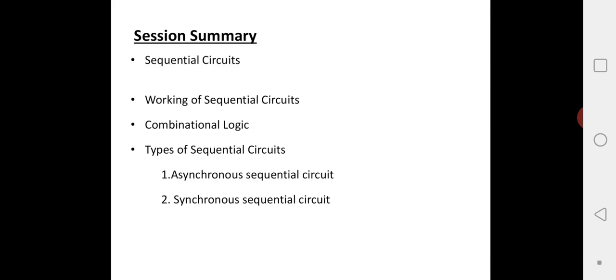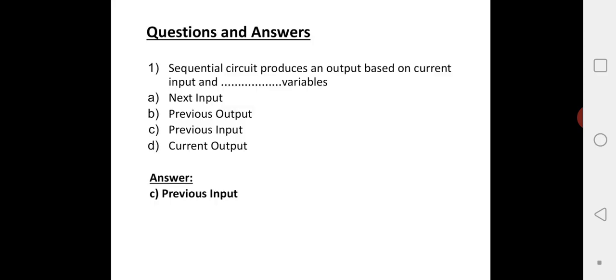So let us summarize. We started with the definition of a sequential circuit, then we saw how a sequential circuit works. Then we looked at types of sequential circuits. We saw what is an asynchronous sequential circuit and what is a synchronous sequential circuit. Apart from that, we also studied the differences between synchronous and asynchronous sequential circuits.